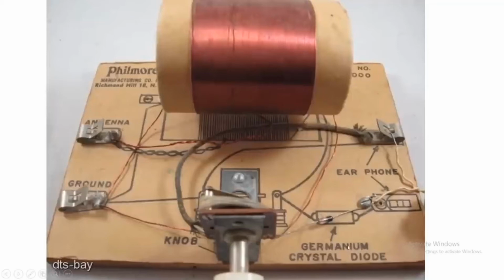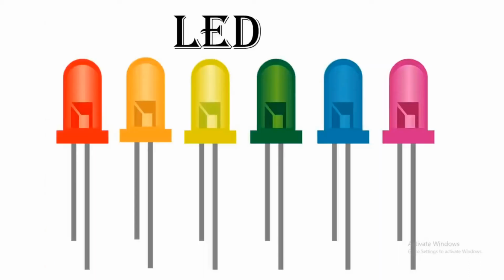The crystal diode is used in the radio circuits to stop the high frequency, or to convert the high frequency into low frequency, because it allows us to listen to the higher frequency. The next type of diode is LED, which means light emitting diode. The LED is also a type of diode because it allows the current to flow at one side but blocks the current to flow at the other side.